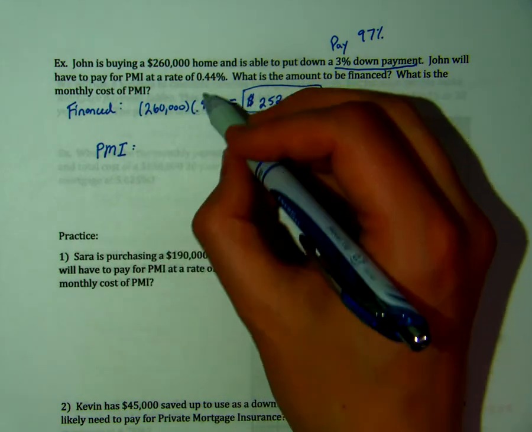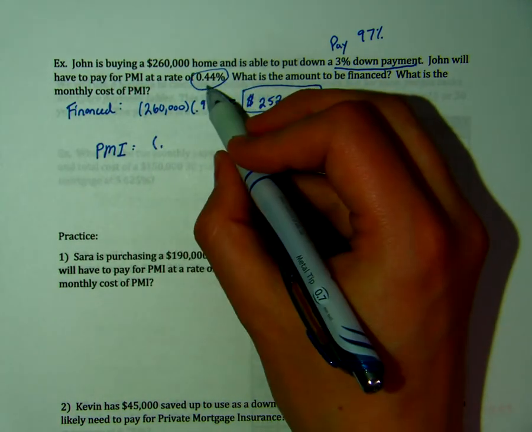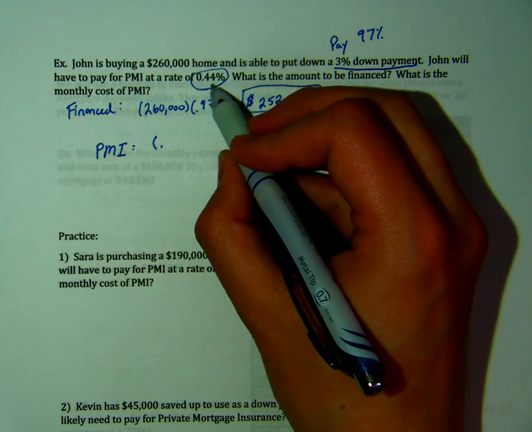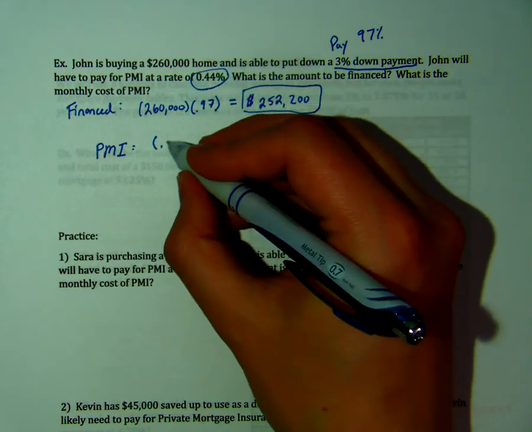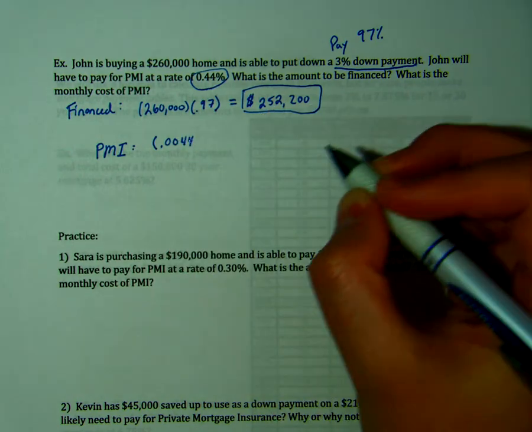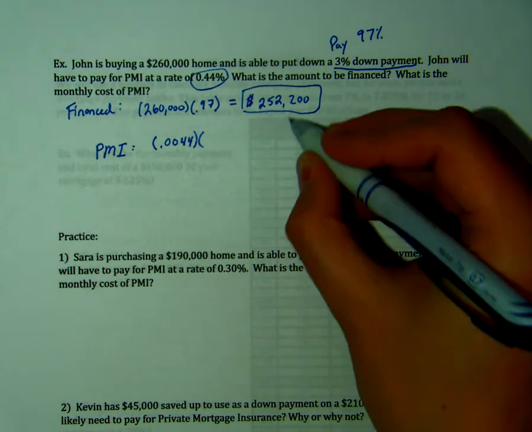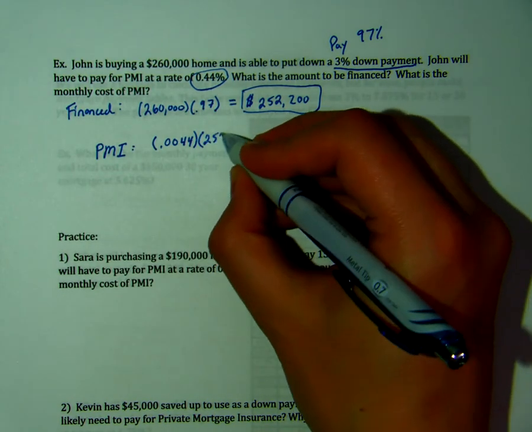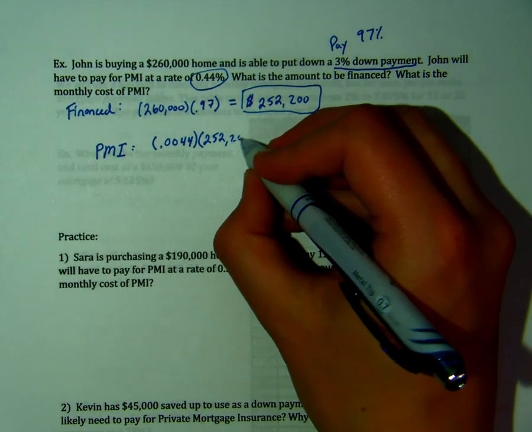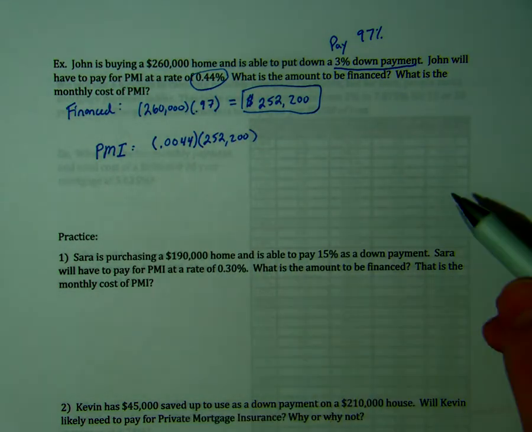So the 0.44% as a decimal, remember, even though this is already a percent, to make it into decimal form, I still have to divide it by 100. So this is going to have 2 zeros and then the 4. So 0.0044 of the loan amount. This is $252,200. So that's how much PMI I'm going to have to pay over the course of an entire year.